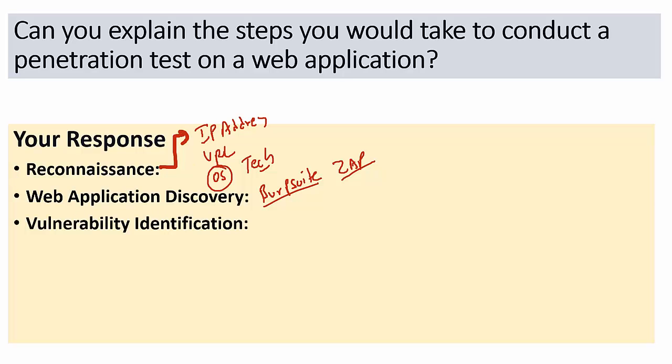The third step is vulnerability identification. I will manually inspect the application code and look for logic flaws to identify cross-site scripting. Cross-site scripting can be stored or reflected, so I will look for that. I will also look for SQL injection if possible. I will also run some automated scanners to identify potential vulnerabilities, with tools like Nikto or Acunetix.